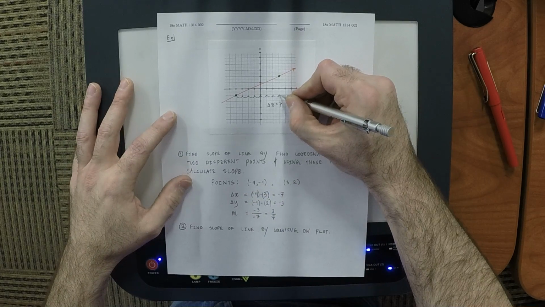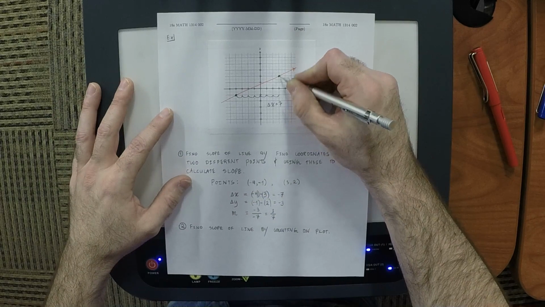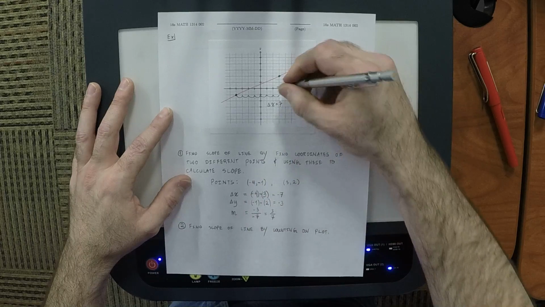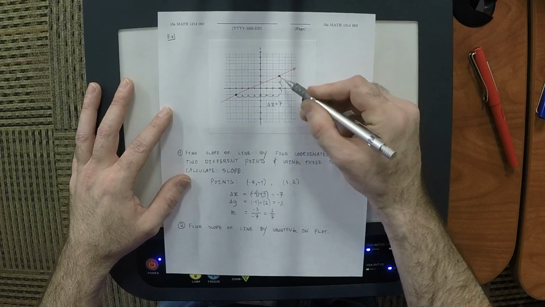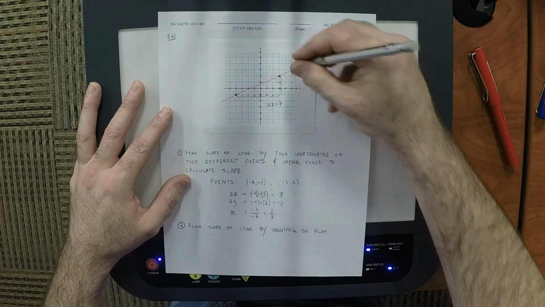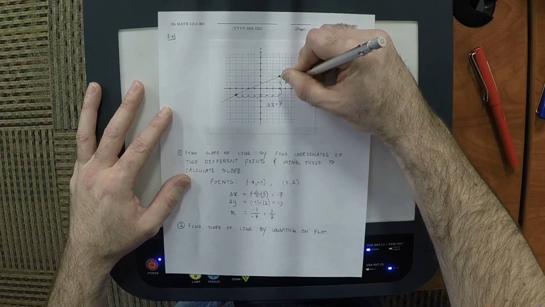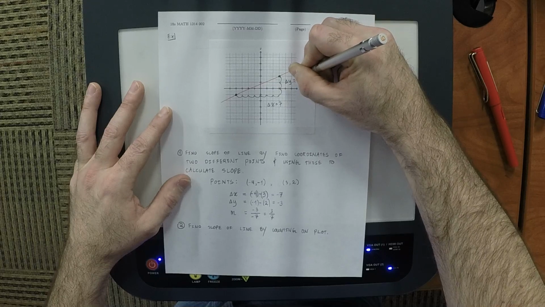Okay, from here, what do we need to do? Now we need to proceed in the vertical direction. So 1, 2, 3. So what does that tell us? Delta y is 3. Now why do we know it's 3 and not negative 3?